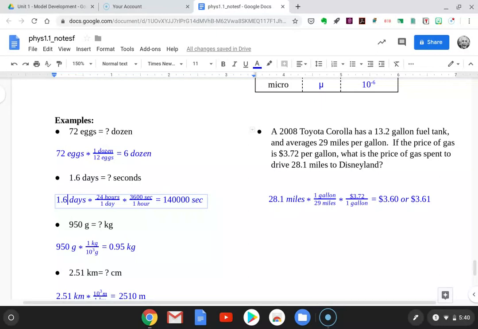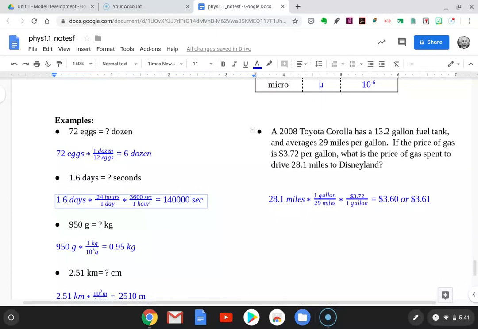And that's what I wanted. I wanted what price of gas was spent to drive that distance. And so I take 28.1 divided by 29 and then times $3.72. And I end up with, if I round for significant figures, $3.60. And that's a perfectly acceptable answer here.